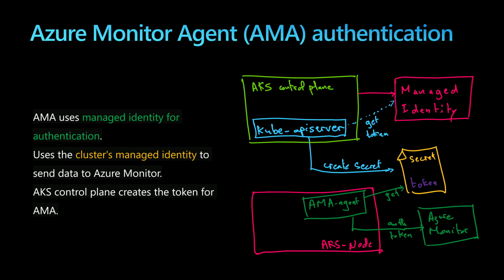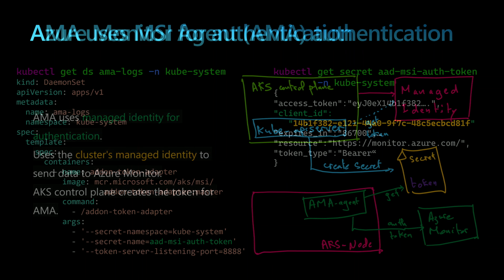the Kube API server pod will use that identity of the cluster to get a token, and then it will save that token into a secret within the AKS cluster, so that the Azure Monitor Agent will then consume that token when it tries to connect to Azure Monitor. Let's see how this works.